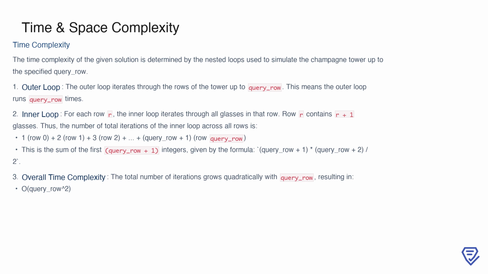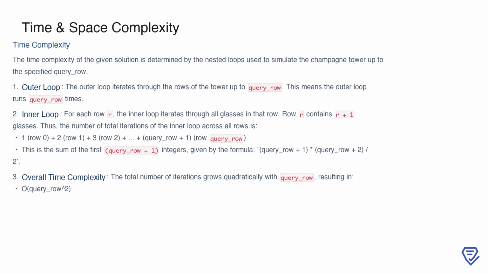The time complexity of our solution is primarily determined by the nested loops that simulate the champagne flow through the tower up to the specified query_row. First, the outer loop iterates through each row of the tower. Since the tower only needs to be simulated up to the query_row, the outer loop will run query_row times. Inside this, the inner loop processes each glass in the current row. For row R, there are R plus 1 glasses.